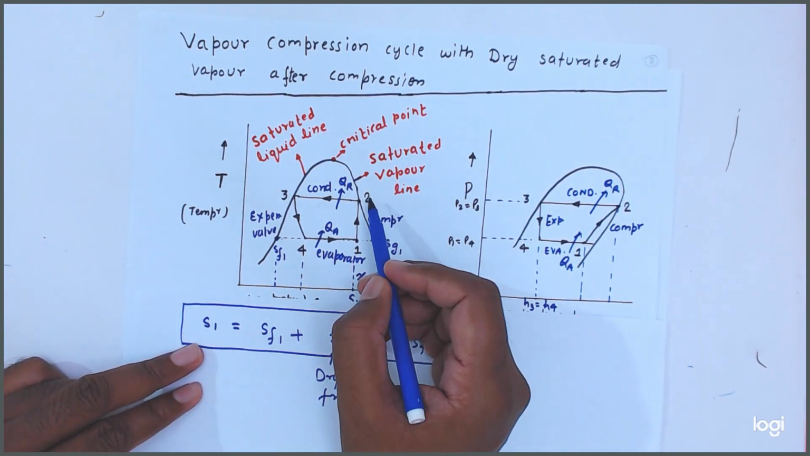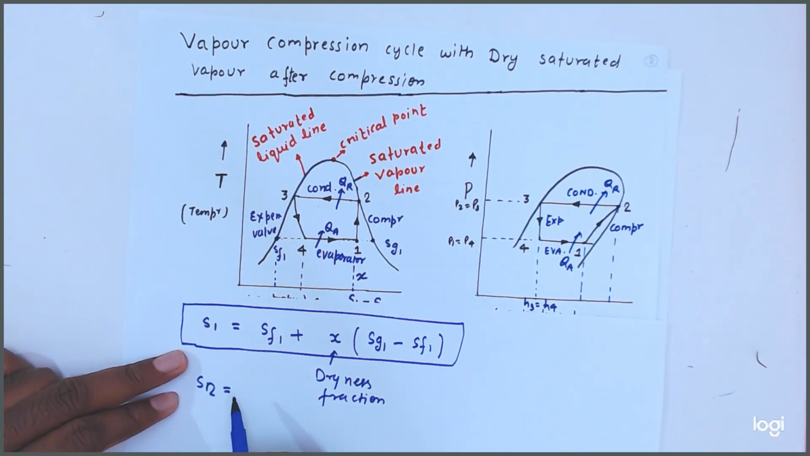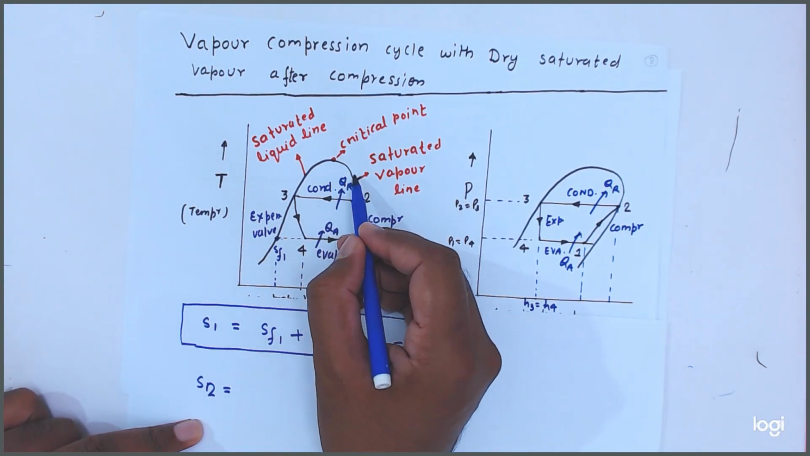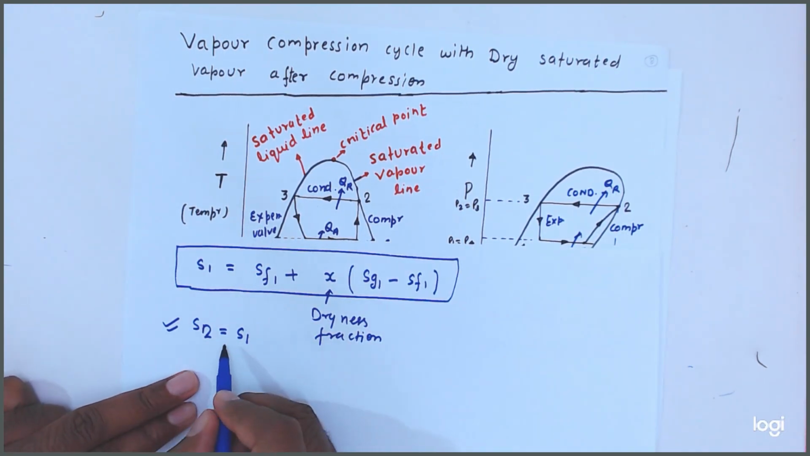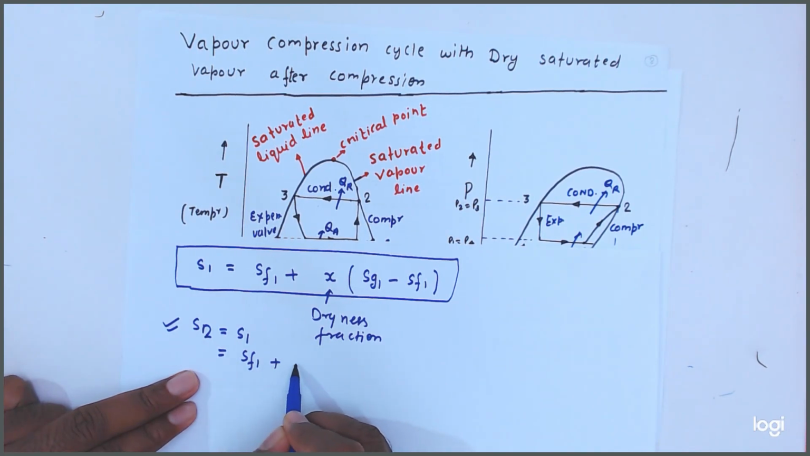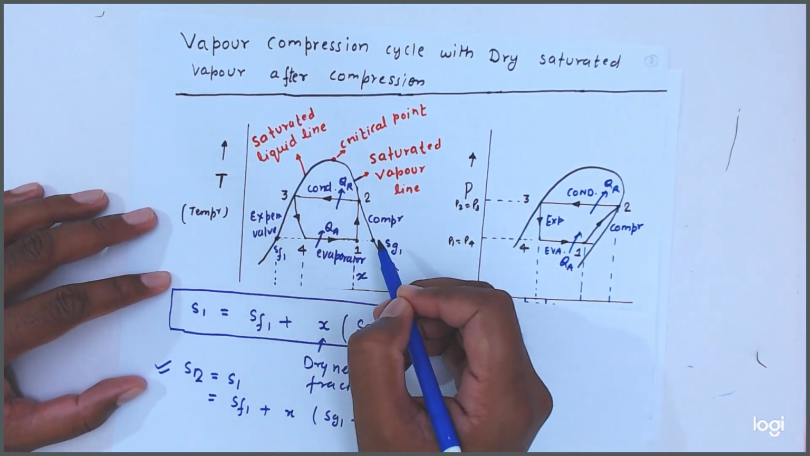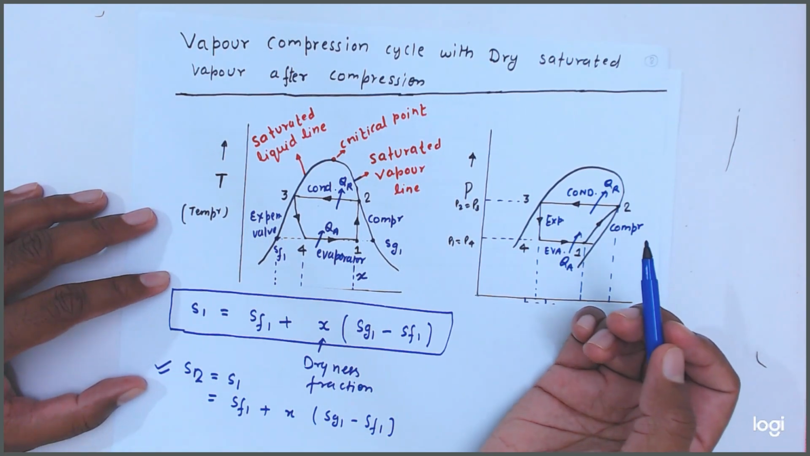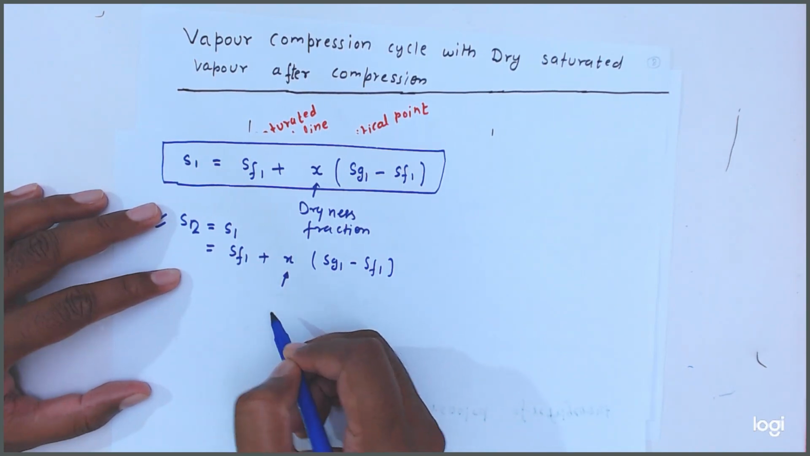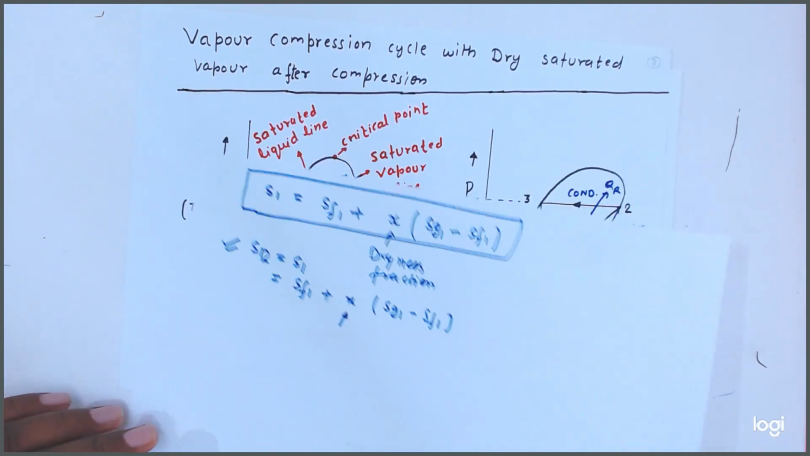Now since at point 2 we can find the entropy directly, it is given in the chart. The S2 value is given, whatever value is there on the saturated vapor line, it is given in the chart. From there we can find the entropy at point 2, and it is equal to entropy at point 1. And we know that entropy at point 1 is SF1 plus X into SG1 minus SF1. At this line and this line entropy is given in the chart, so from there we can find the dryness fraction X.